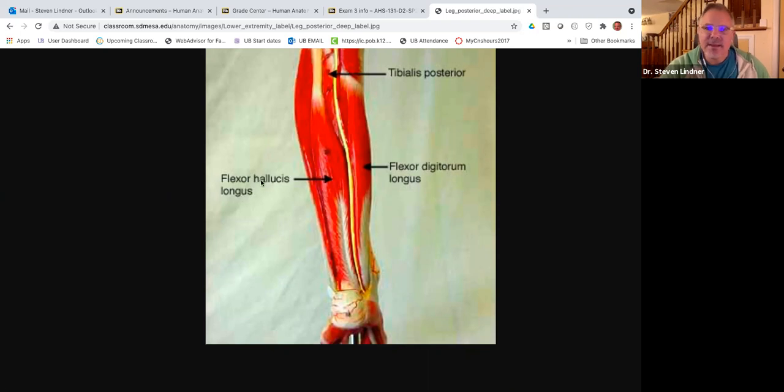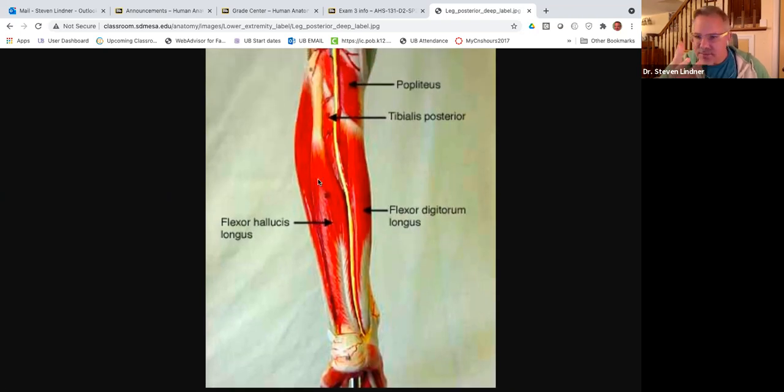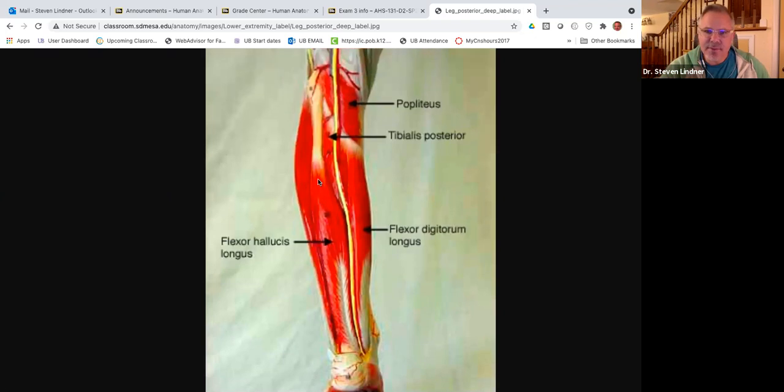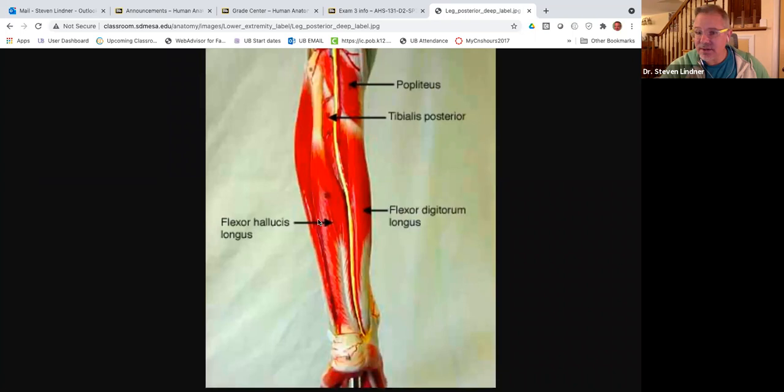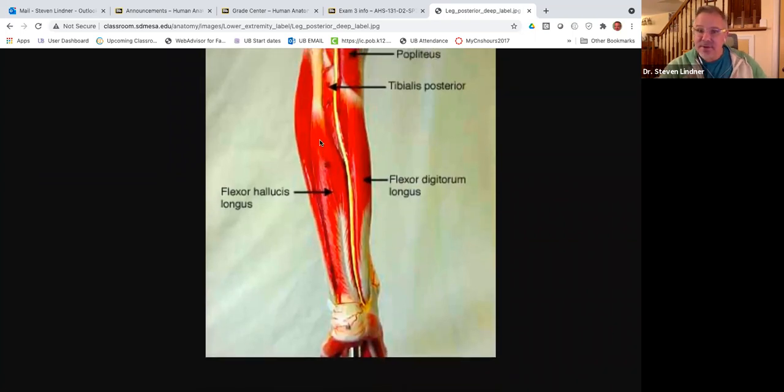Okay, so you should be a little bit familiar with those. The one that's in the middle, right? If you look at the belly of the muscle, the tibialis posterior is the one that's kind of centered. The one that's the most lateral is the flexor hallucis longus. And that's kind of unique because the belly of the muscle is lateral.